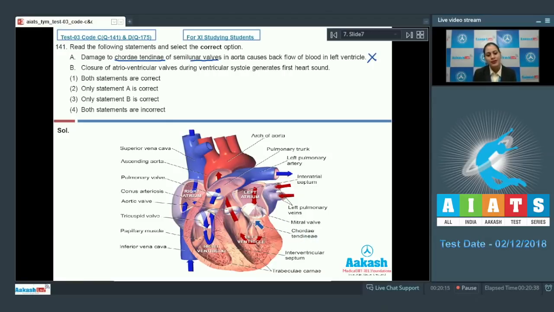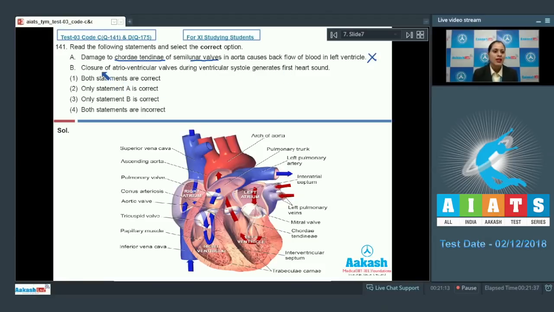tendineae is attached with its one end to the atrioventricular valves, or you can say mitral or bicuspid valves, and to the other end with the papillary muscles present on the wall of the heart. So these chordae tendineae are not attached with the semilunar valves but with the atrioventricular valves at one end. These cord-like structures will prevent the collapsing of these atrioventricular valves back into the atria during the ventricular systole. So it prevents the backflow of blood into the atria from the ventricles. So this is an incorrect statement.